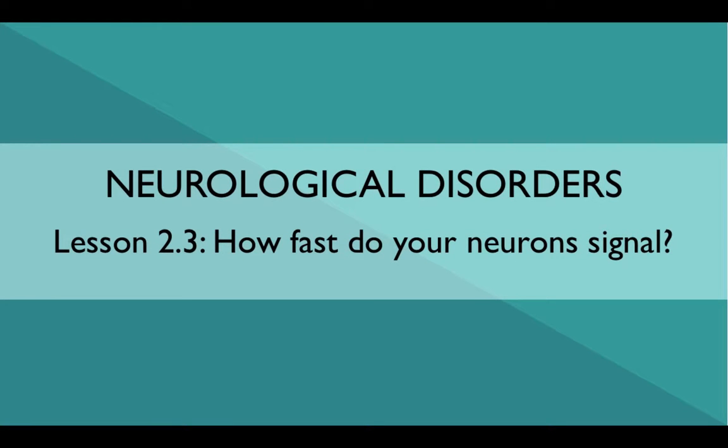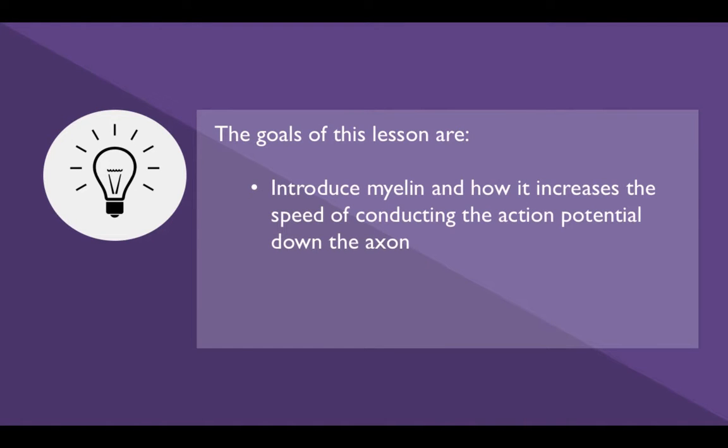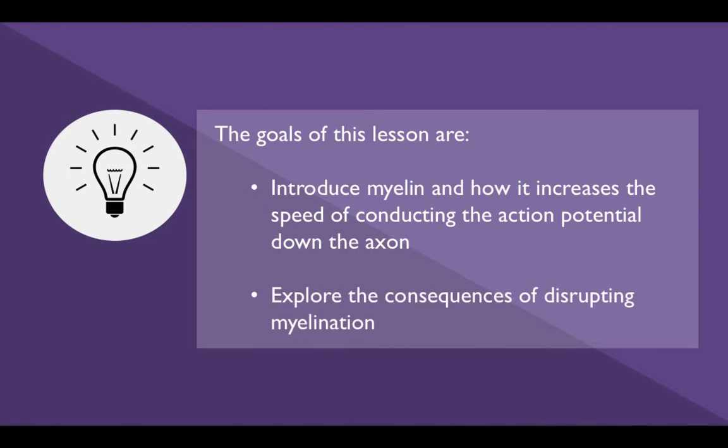Neurological Disorders Lesson 2.3, How Fast Do Your Neurons Signal? The goals of this lesson are to introduce myelination and how it increases the speed of conducting the action potential down the axon, and to explore the consequences of disrupting myelination.